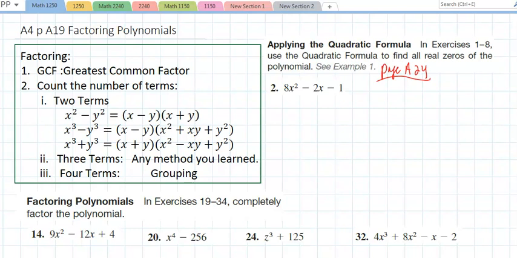Okay, A4 and A5 are review sessions. So A4 talks about factoring. I'm not going to spend a whole long time on that.